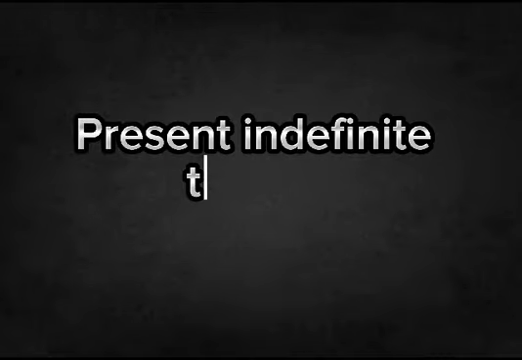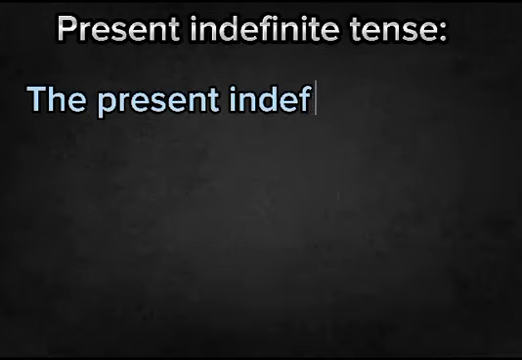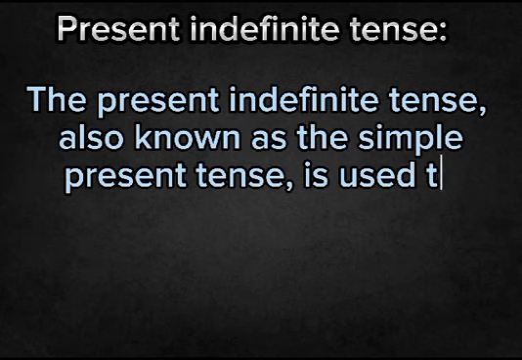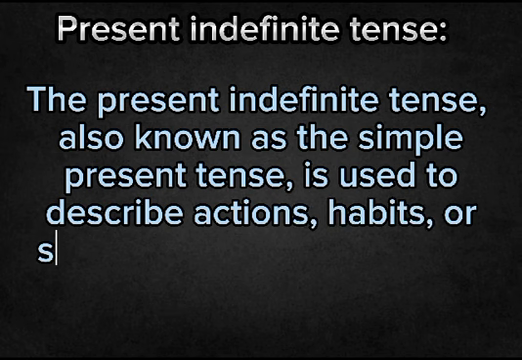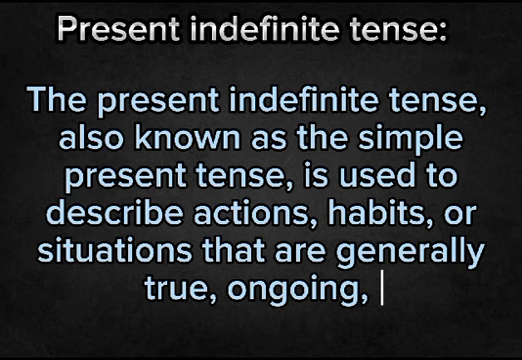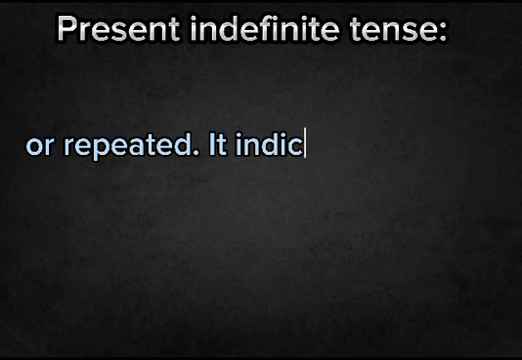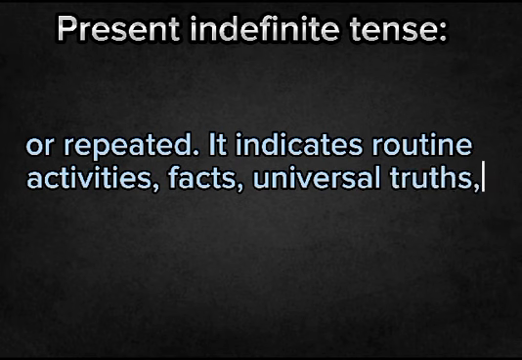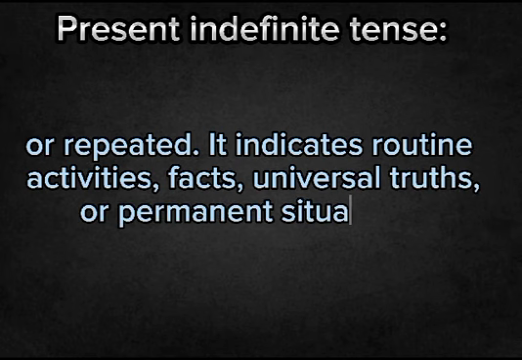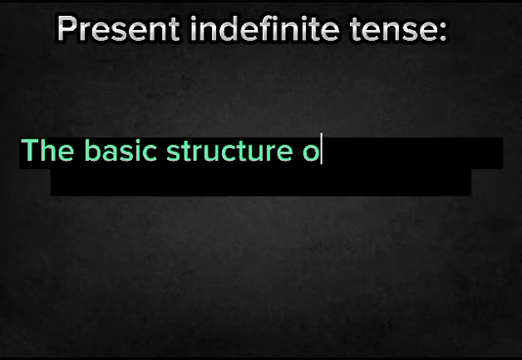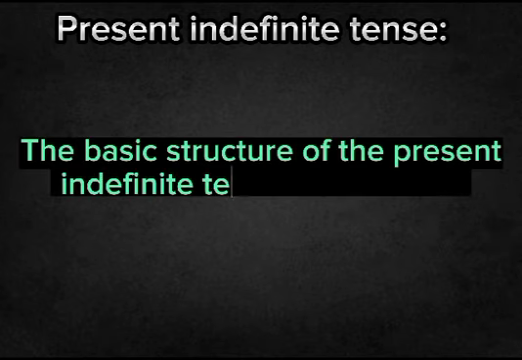Present indefinite tense. The present indefinite tense, also known as the simple present tense, is used to describe actions, habits, or situations that are generally true, ongoing, or repeated. It indicates routine activities, facts, universal truths, or permanent situations. The basic structure of the present indefinite tense is as follows.